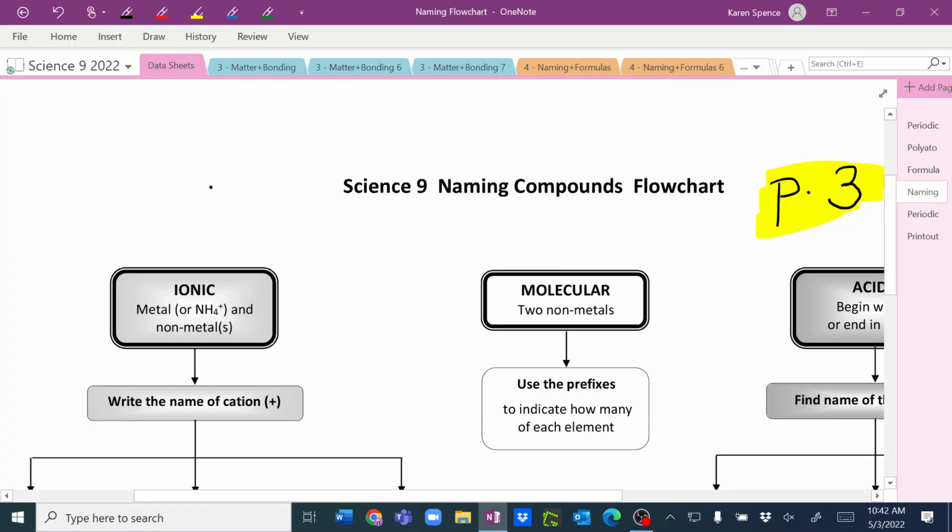Okay, ladies and gentlemen, we are on page 3 because the day before last, most of you wrote a little quiz on naming some very simple ionic compounds. Yes? Let me see, who did I miss from this class on that one? No, just one person. Okay.